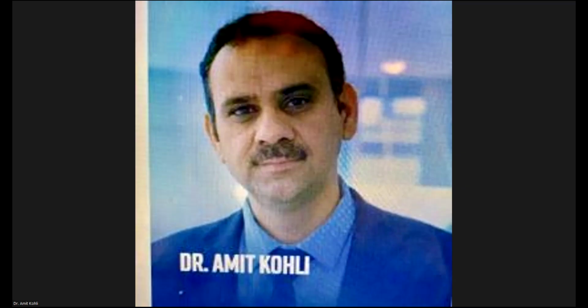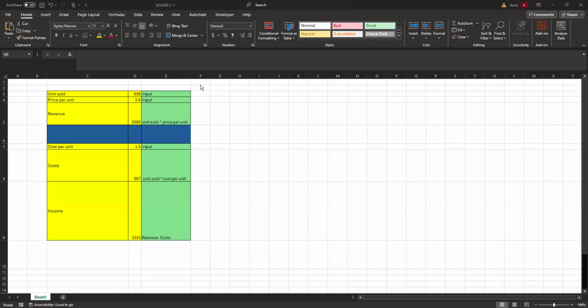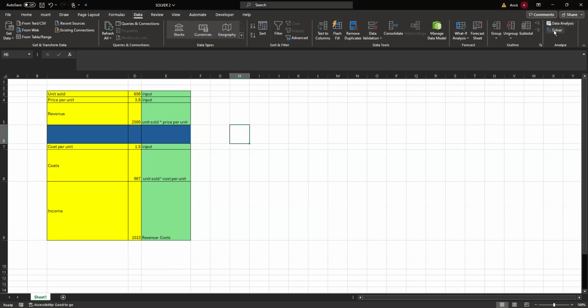Let me discuss the solver. Let me share my screen. Okay, so this is how we are going to solve one question using the Solver command of Excel. Now the question comes: how to get Solver? Here in the data, I already have this Solver.